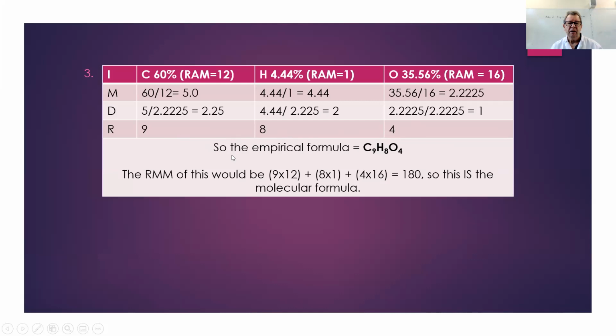C9H8O4. Now, if we work out the RMM of that, we would find it would be 9 12s, 8 1s, 4 16s, which would weigh 180. Now it told us in the question that the RMM was 180, so that's the M. That is the molecular formula. The empirical formula, just like something like CuSO4, is the same as the molecular.